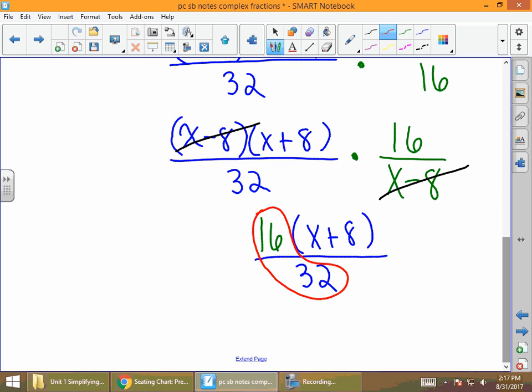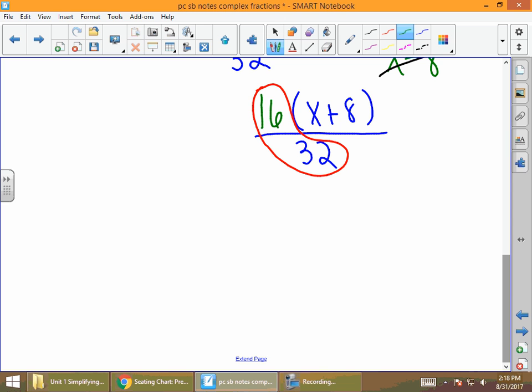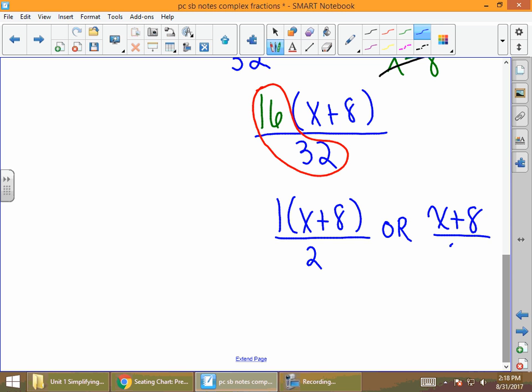What's 16 divided by 32? 1/2. So we can write it as 1 times x plus 8 over 2, or just x plus 8 divided by 2. And essentially, once again, that's what we've been doing. We've done a lot of practice this week, and that's what we've been doing.